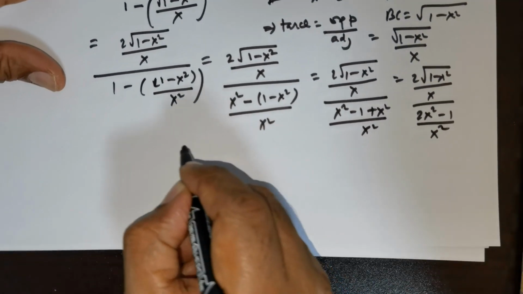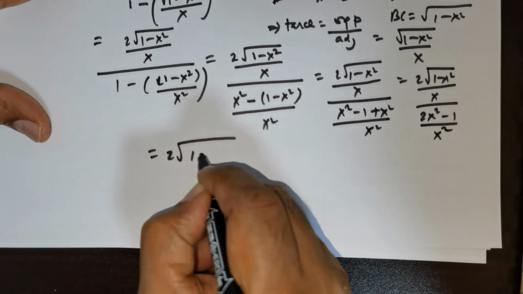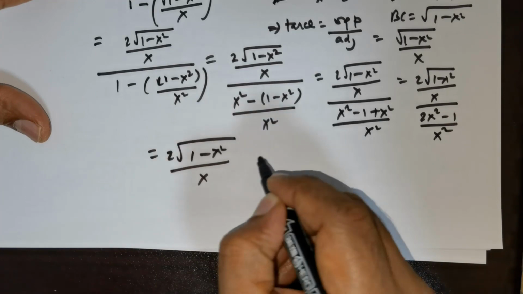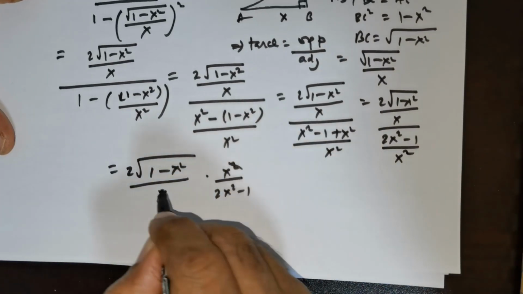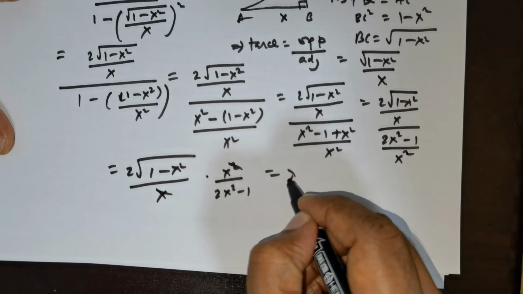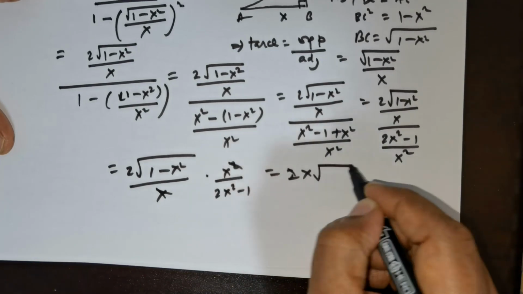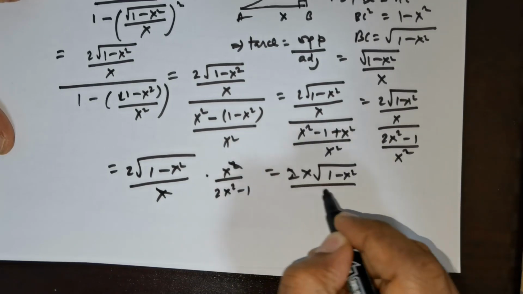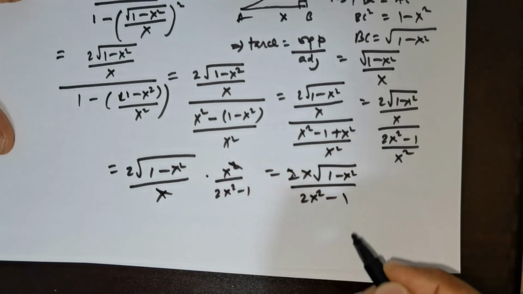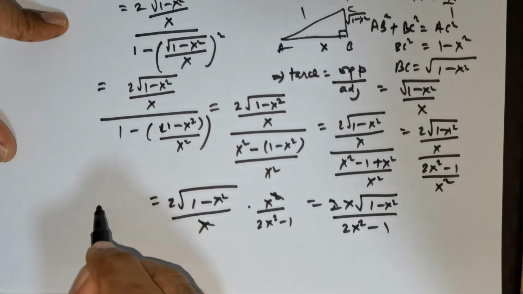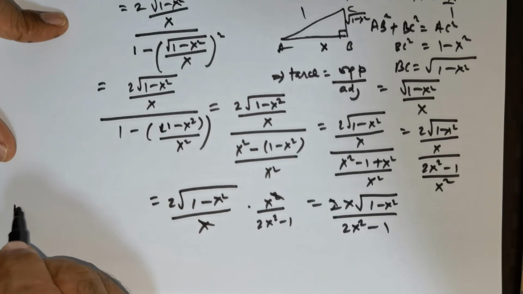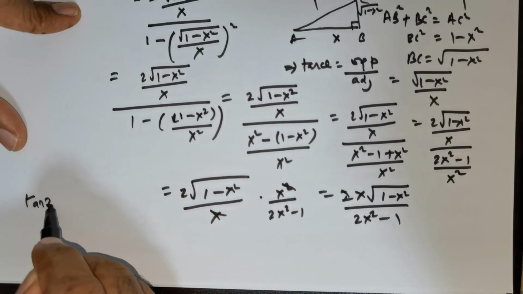So you flip it. This is 2 times root of 1 negative x squared divided by x, times x squared divided by 2 times x squared negative 1. x and x get cancelled, giving you 2 times x times root of 1 negative x squared divided by 2 times x squared negative 1. So this is my tan 2 theta. This is tan 2 theta.